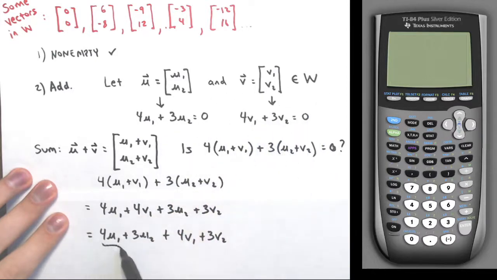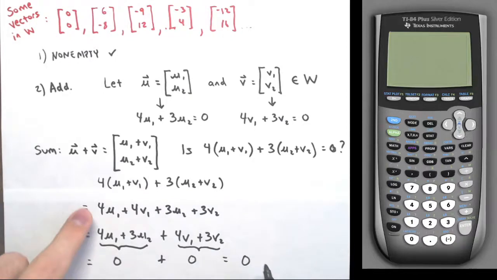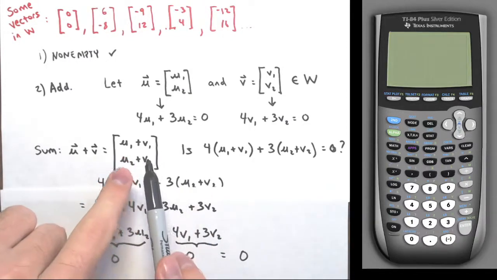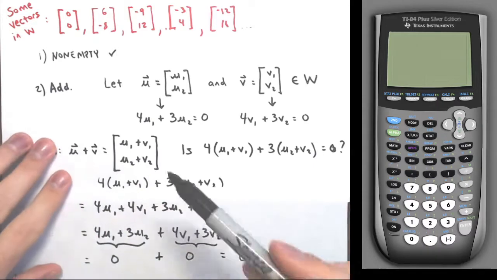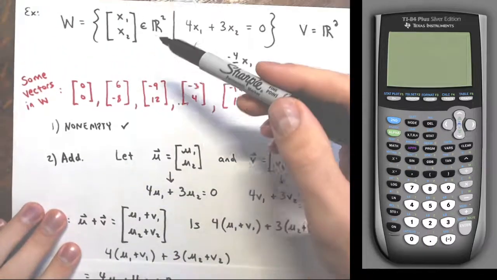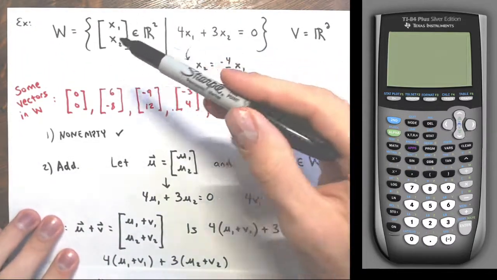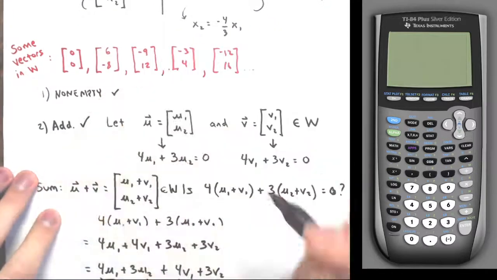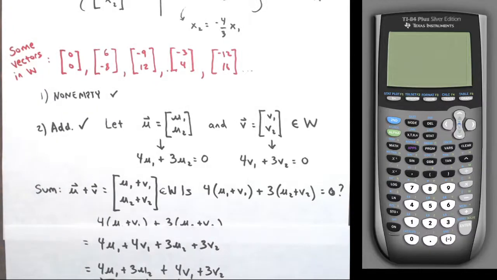So remember, if u is in W, then 4u1 plus 3u2 is 0. And since v is in W, 4v1 plus 3v2 is 0. And we're getting 0, which is what I wanted, right? 4 times the first component of the sum plus 3 times the second component of the sum is equal to 0. So the sum satisfies this condition, so the sum belongs to W. Check on that. It is closed under vector addition.